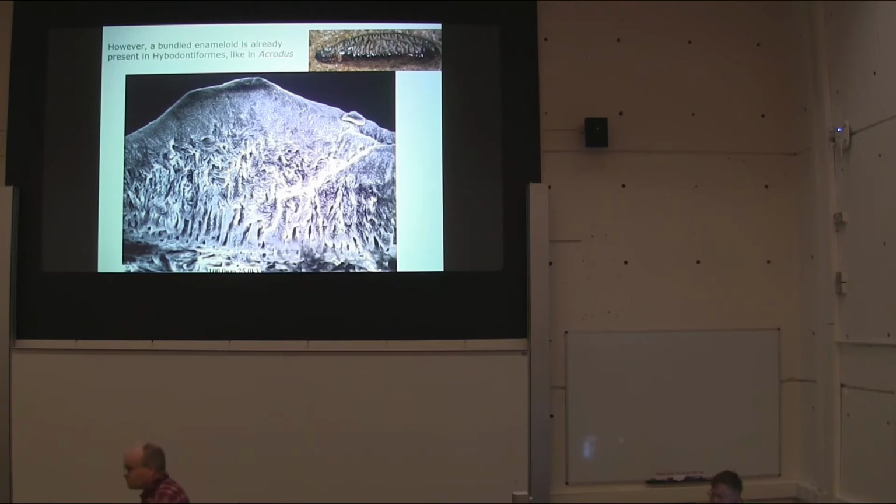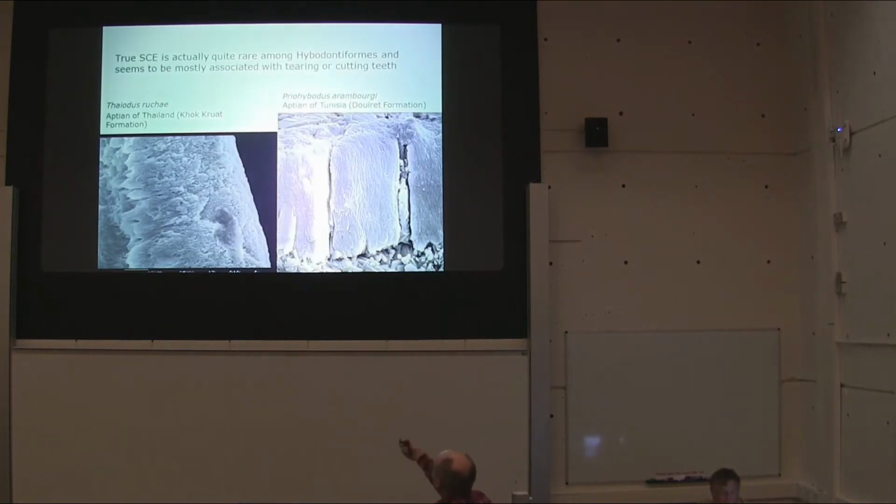So it seems that this bundled enameloid is absolutely not characteristic of only the neo-Selacians. When you look at the real single crystallite enameloid among hybodonts, you find it mostly in teeth with a very high crown, with a tearing or maybe a cutting function. Here you have, for example, a Thaiodus ruchae from the Triassic of Thailand. You can see that there are no real bundles formed here. And here is a Priohybodus arambourgi from the Cretaceous of Tunisia. It is even clearer: you only have single crystallites, there are no bundles. So basically, first problem: the bundled enameloid existed in the hybodonts before the neo-Selacians.